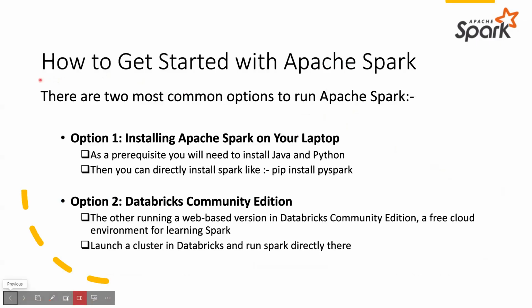Now let's talk about how we can run Spark. There are two recommended options for getting started with Apache Spark. One is downloading and installing Apache Spark on your laptop. As a prerequisite, you will need to install Java and Python. You can then directly install Spark using the pip install command. The other option is to run a web-based version in Databricks Community Edition, which is a free cloud environment for learning Apache Spark. The method is to launch a cluster in Databricks and run Spark directly there. You can refer to my video on Databricks to see how we can do that.